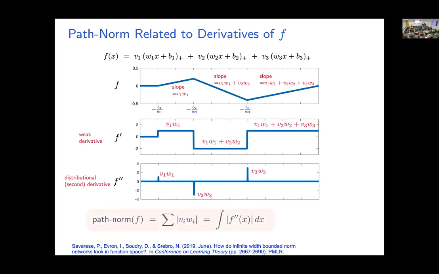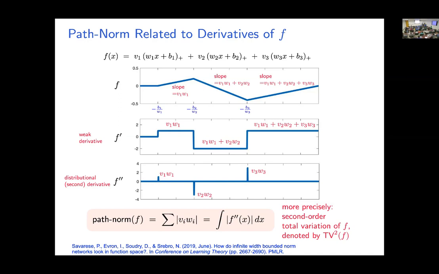So, roughly speaking, you can think of the path norm as the integral of the absolute value of the second derivative. This isn't quite right, because of course these aren't in L1. Technically, this is what we call the second order total variation of f, or the total variation of the derivative of f. I'll just denote that as TV2. But if you don't like that, you can just think of it as roughly the integral L1 norm of the second derivative.